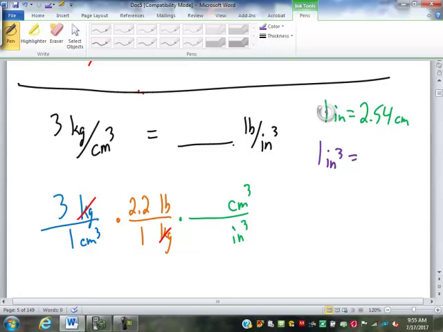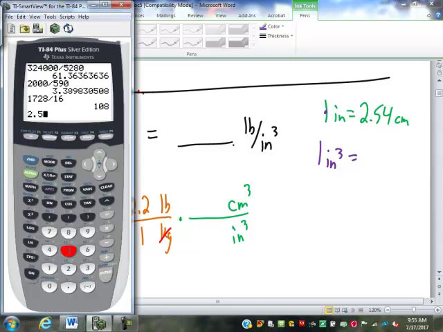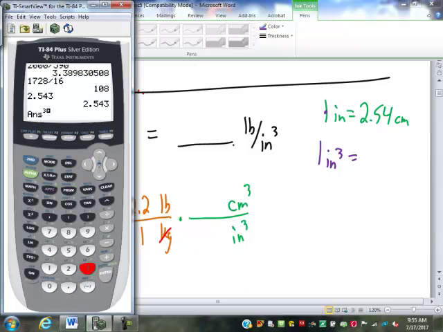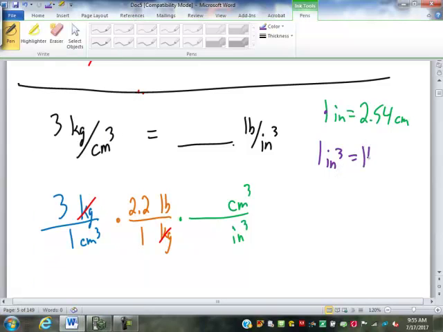Well, what's 1 cubed? 1. Inches cubed is inches cubed. 2.54 cubed. Oops, helps if I get the cubed in there. Is 16.445, we're going to call it. We're going to round it there, centimeters cubed.